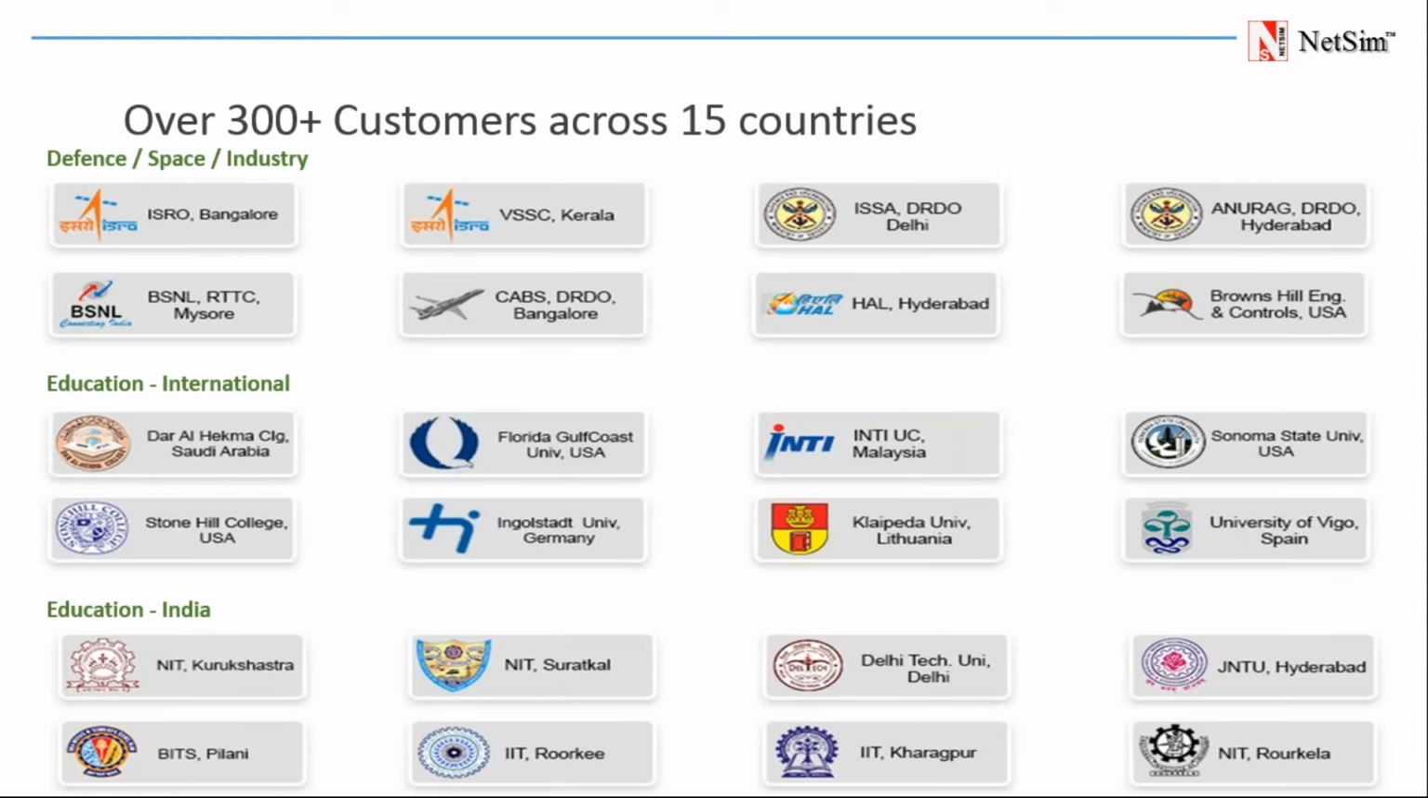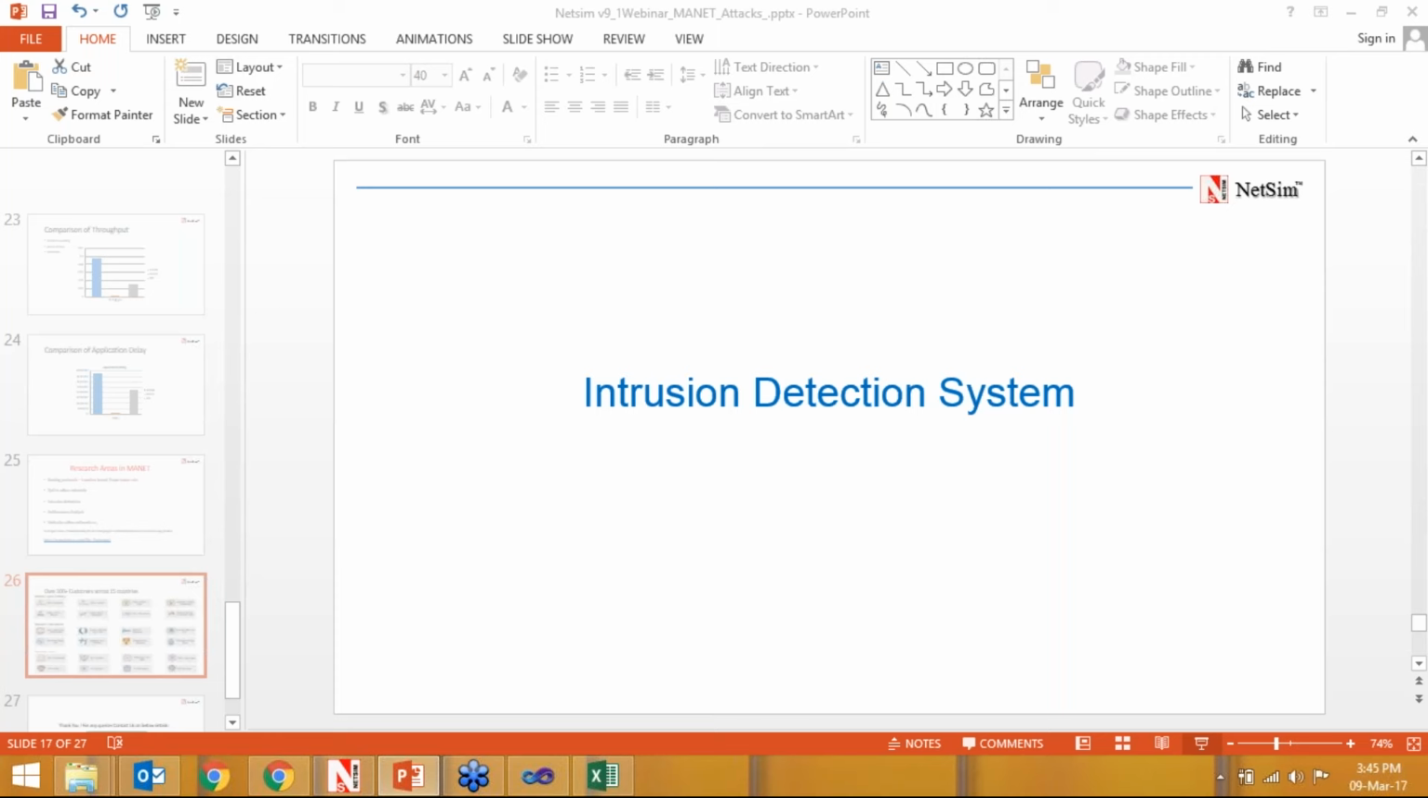These are the main research areas in MANET that we can implement with NetSim: routing protocols, location-based, power-aware, quality of service in ad hoc networks, intrusion detection, performance analysis, and vehicular ad hoc networks.